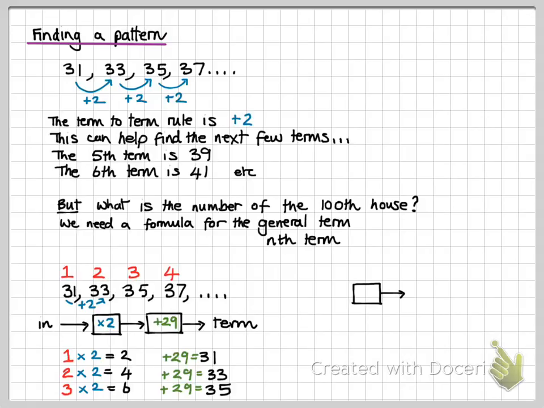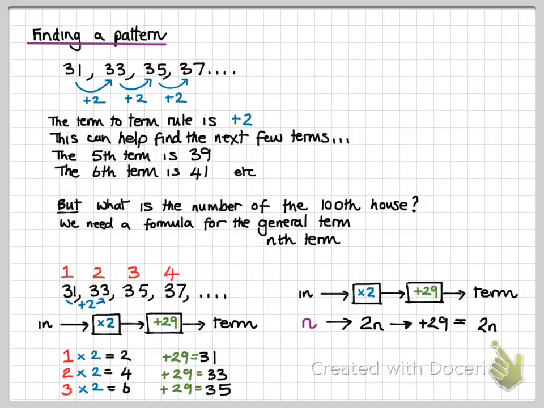Let's remind ourselves how we got there. First of all, we multiplied by 2, and then we added 29. So if n stands for any number in the sequence, we multiply it by 2. We know how to write this. We write it as 2n, and then we add 29. So our general rule for finding any number in this sequence is 2n plus 29.